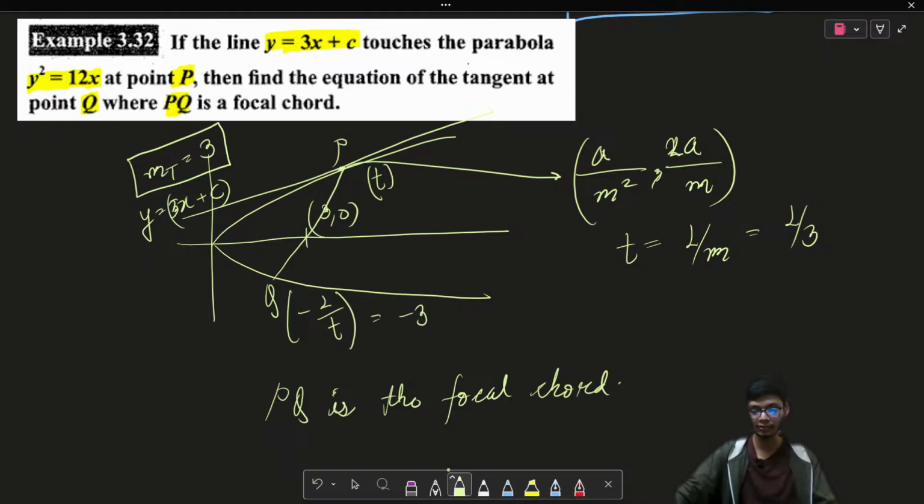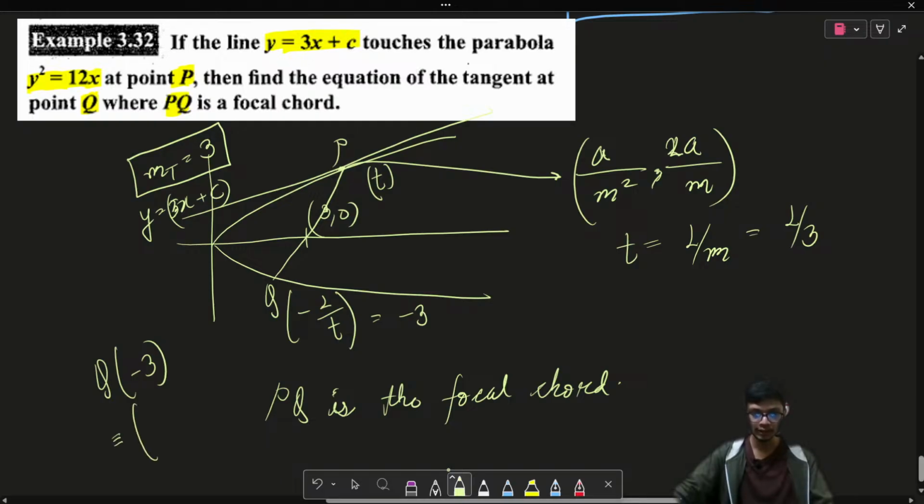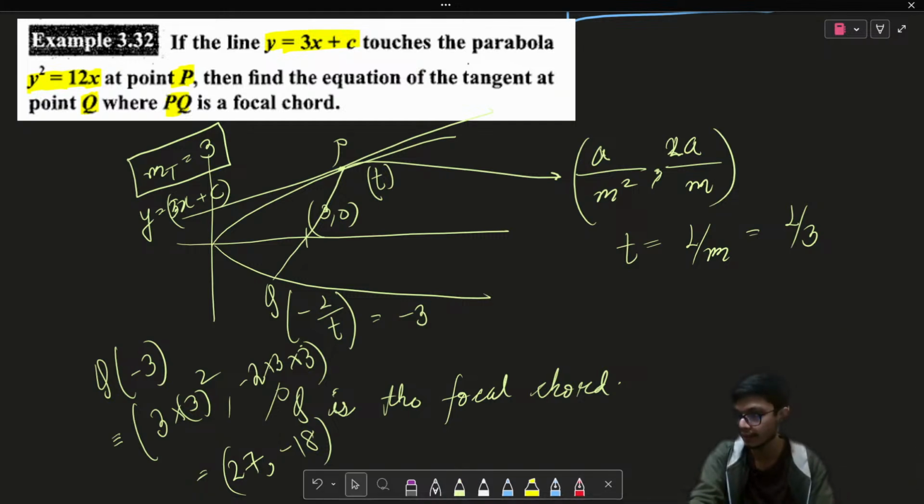So this will become minus 3. So for Q, the value of this parameter t is going to be minus 3. Therefore, the point Q can also be given as (3 into 3 square, because a is equal to 3, minus 2 into 3 into 3). So this will come out to be (27, minus 18). Okay, so (27, minus 18) is the coordinate of point Q.